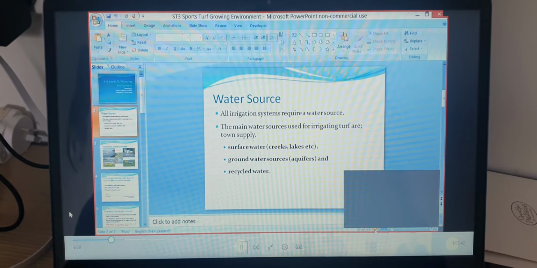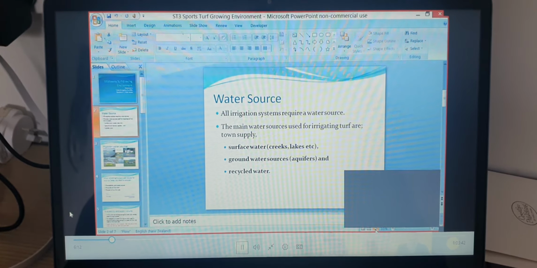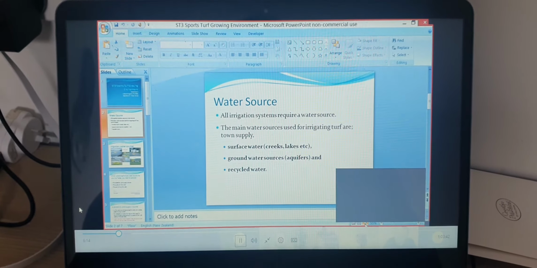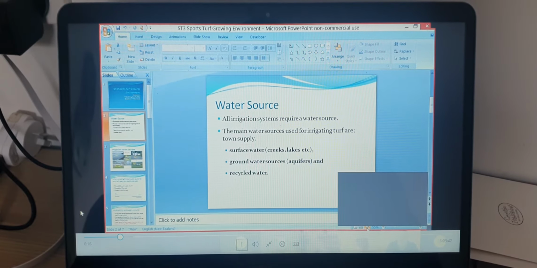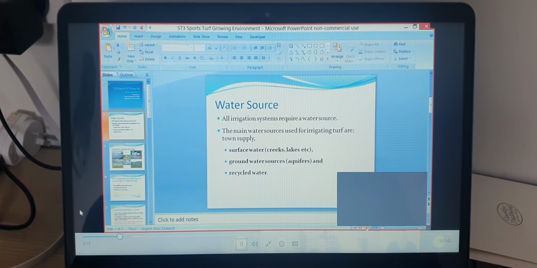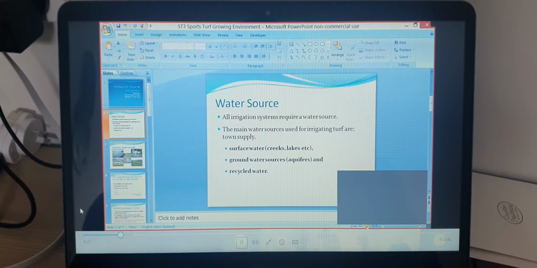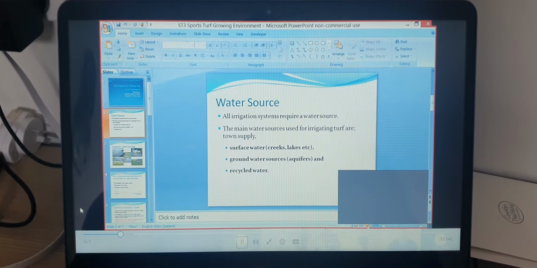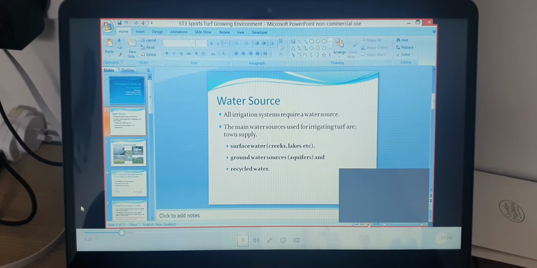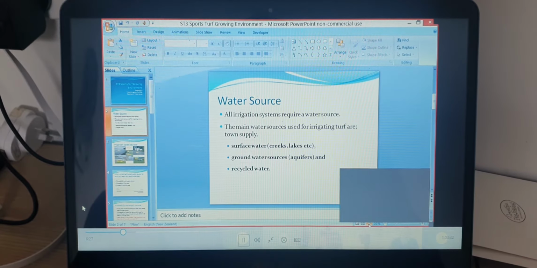Okay. All irrigation systems require a water source, so that's a critical starting point. The main water sources used for irrigating turf are obtained from surface water, groundwater sources, and recycled water.